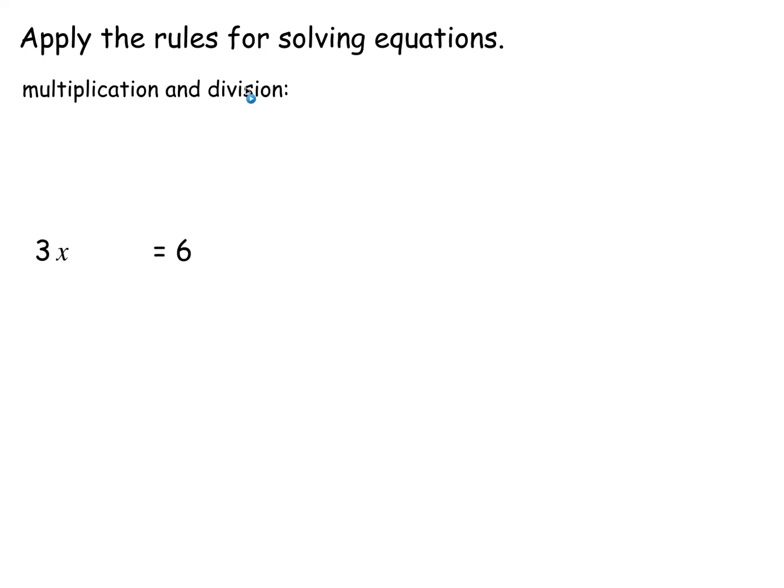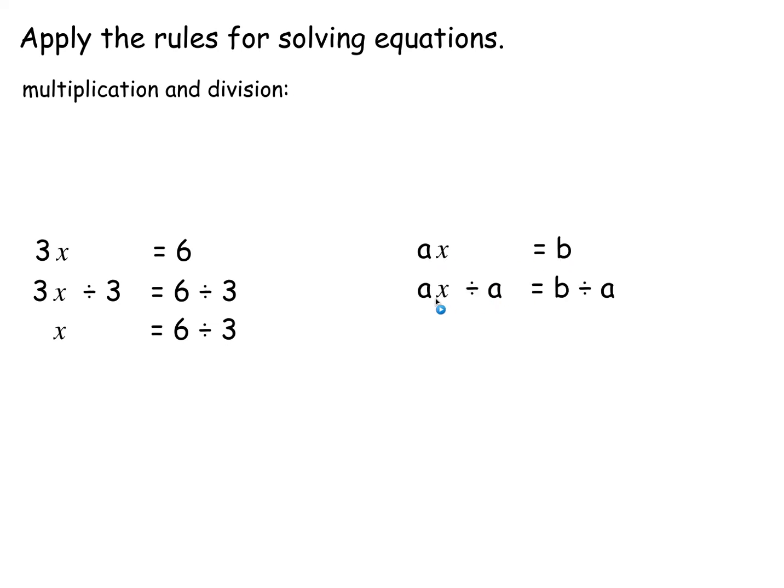Multiply and divide. So 3 times x is 6. Divide both sides by 3 and that'll give you 1x on the left. So equations kept balanced. We did the same thing to each side, division by 3. Apply that to letters. If it says ax equals b, divide both sides by a. So it gives you 1x on the left. And there it is.